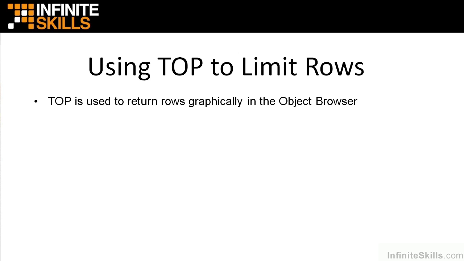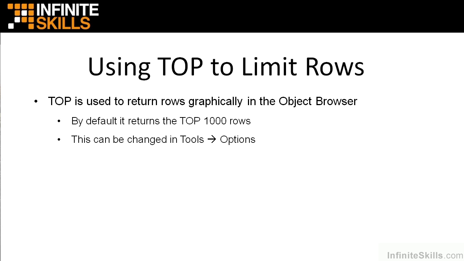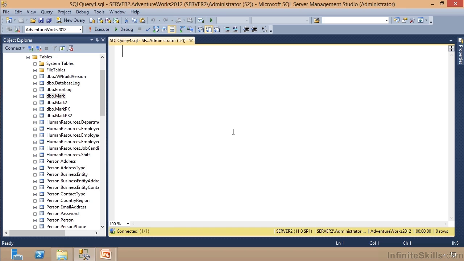Now, while we're out there in the Management Studio, I want to show you a little trick. Top is used to return rows graphically in the object browser, and by default, it returns the top 1,000 rows, and you're thinking, man, that's a lot just to be able to right-click and look at something. We can change that in Tools Options, and I'll show you that. So let's jump out to the SQL Server Management Studio and take a look at this.